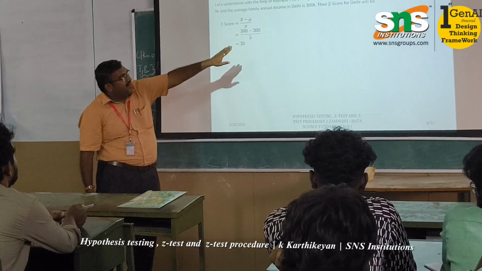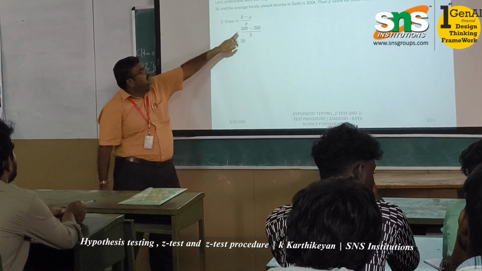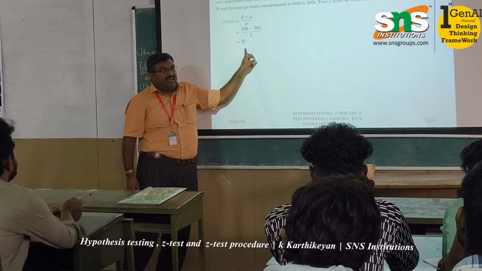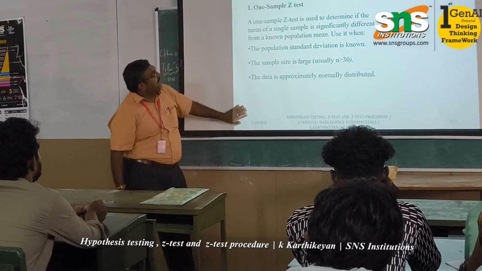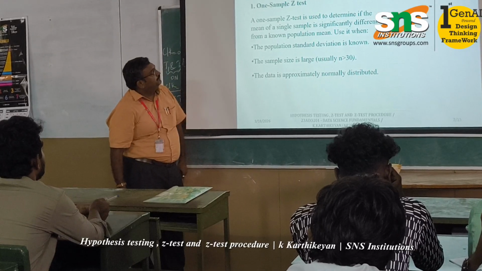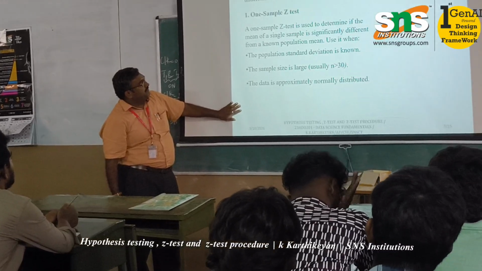For Delhi, it will be x bar minus mu divided by sigma. 300 minus 200, 100, divided by 5. The overall value is this one. This type of test is a one sample test. So, problem: one sample test.